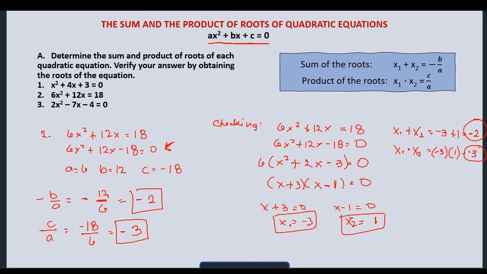And then let's compare our answer. We have here for the sum negative 2. So for the sum of the roots, we have negative 2. And then for the product of the roots, we have negative 3.